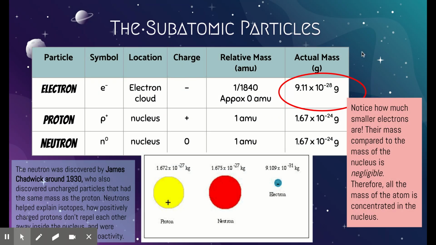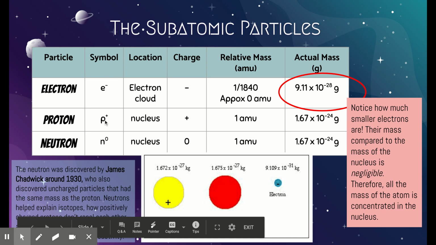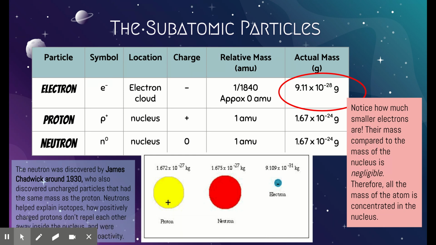Let's look a little bit more closely at those particles themselves. We have electrons, protons, and neutrons. And so this table kind of gives you a lot of information about each of them. So the first particle we'll look at is an electron. An electron, the little symbol here is going to be an E with a negative sign, okay? And so they live in the electron cloud, and that is that cloud of empty space around an atom, okay? Electrons are just kind of hanging out there.